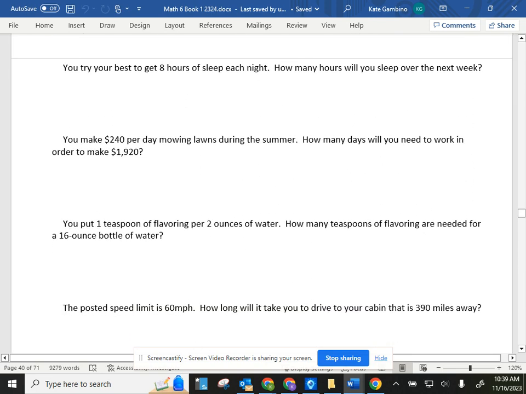So here you would have 8 hours of sleep each night. So you'd have hours to hours, night to, how many hours will you sleep over the next week? What do I have to do there, Jimena? Each night, a week is 7 nights. So we always want to make sure our measurements match. So instead of saying 8 hours of sleep in one night to question mark over 1 week, well, nights and weeks don't match. So we need to convert that week to how many nights.